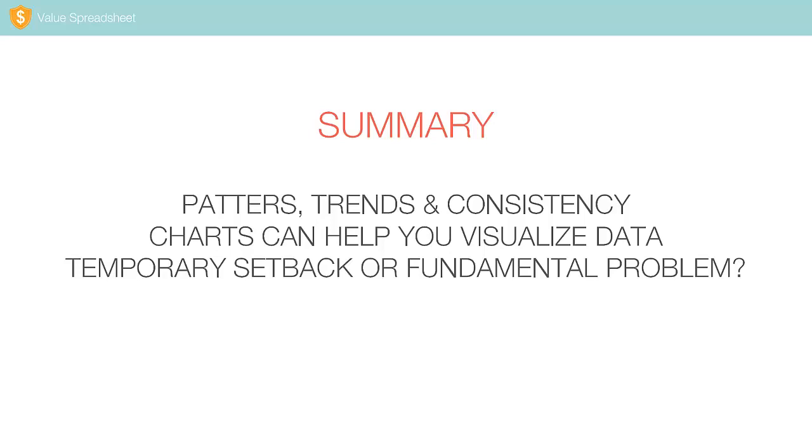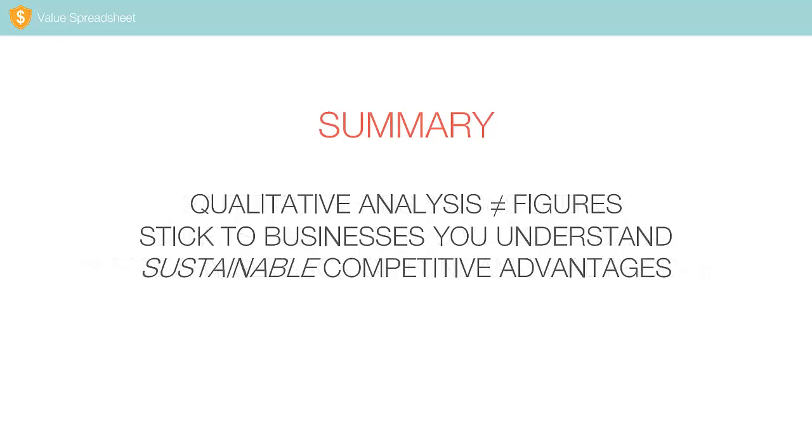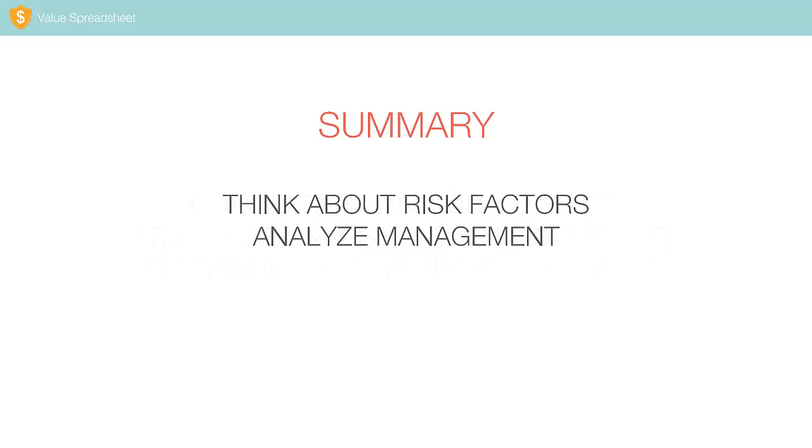Find out if you are dealing with a temporary setback or fundamental problems which are more permanent in nature. Qualitative analysis is assessing a company's non-quantifiable aspects, like the quality of its management and the nature of its business. Stick to businesses you understand and drop the rest from the list. Look for companies with a sustainable competitive advantage, with the emphasis on sustainable. Think about risk factors and things that could negatively affect the company's profitability in the future. Finally, find out if management is honest, able, and shareholder-friendly.